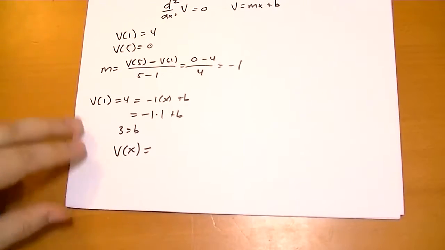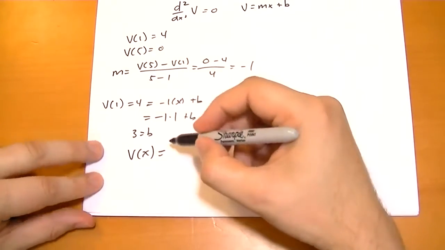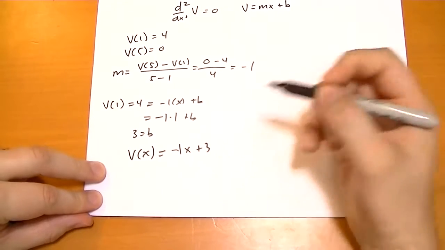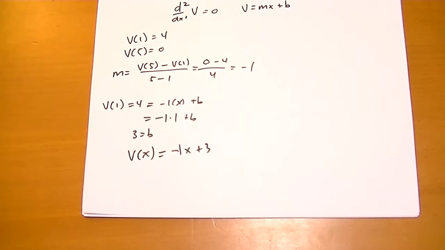And you're not even seeing this, are you? Sorry about that. V of x is equal to negative 1 x plus 3. So very trivial to solve.